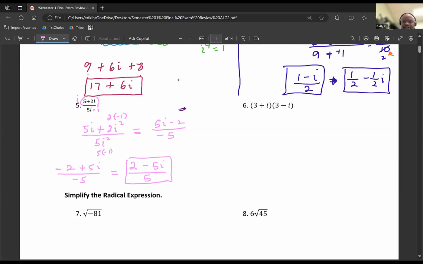But like I said earlier, your teacher might be wanting you guys to simplify this fully to standard form, which would be 2 over 5 minus 5 over 5i. But if you look closely, you see this 5 over 5? That just simplifies to a 1. So I'm going to change this to a 1i or just i. So either of these is correct. So ask your teacher, do you want this or do you want this?